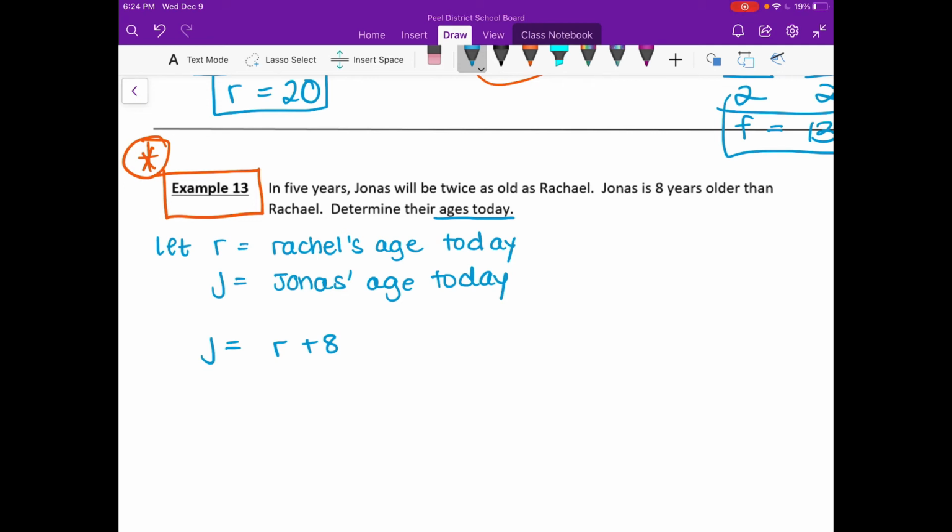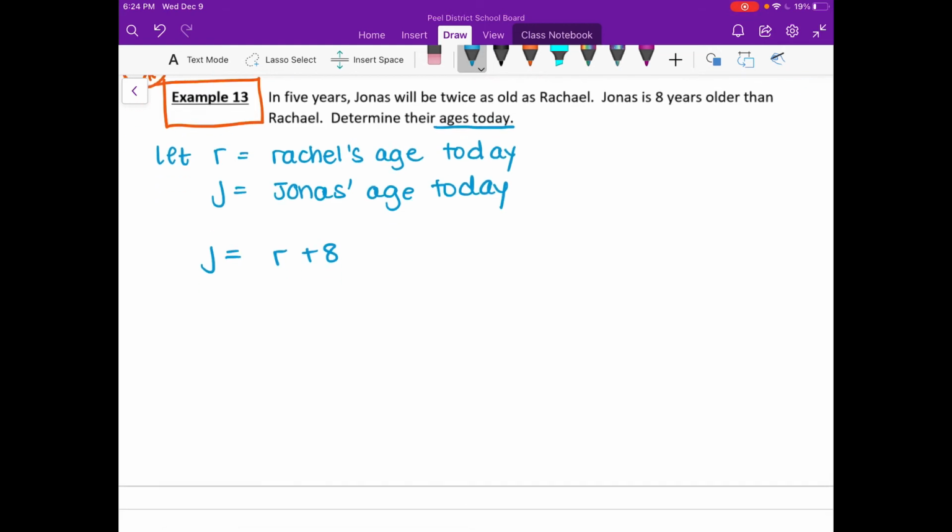Okay? And then I'm going to say, 5 years ago, so J minus 5, right? So that was Jonas's age 5 years ago. Or 5 years from now, so J plus 5. In 5 years, Jonas will be twice as old as Rachel. So when you take Jonas's age and add 5, it'll be equal to 2 times Rachel's age in 5 years.